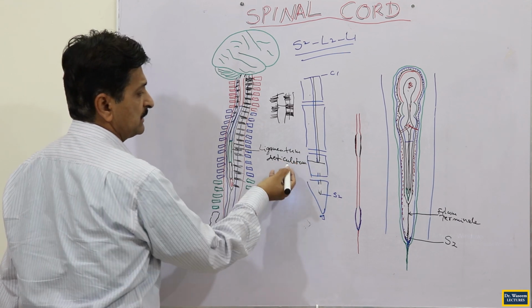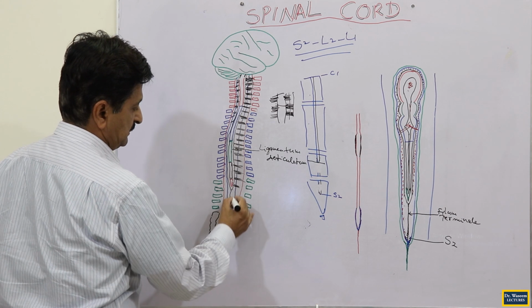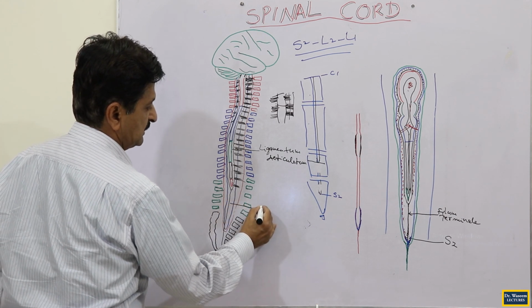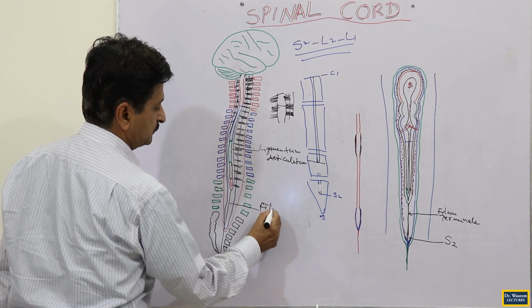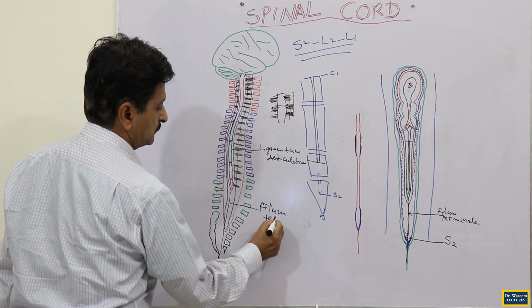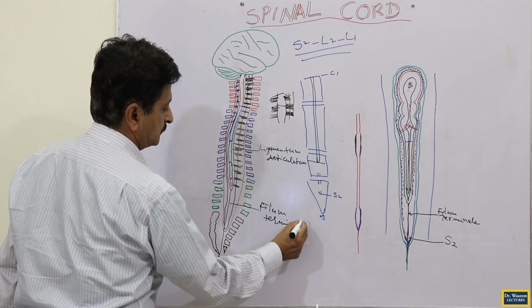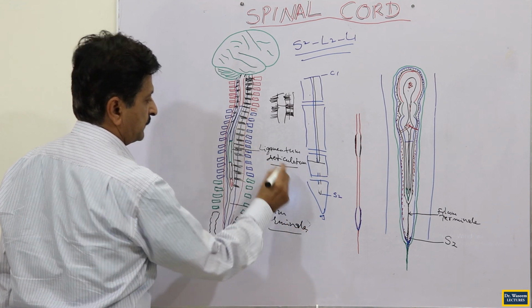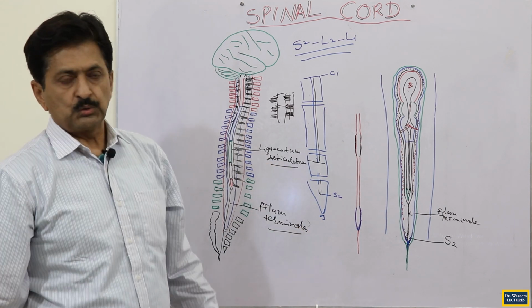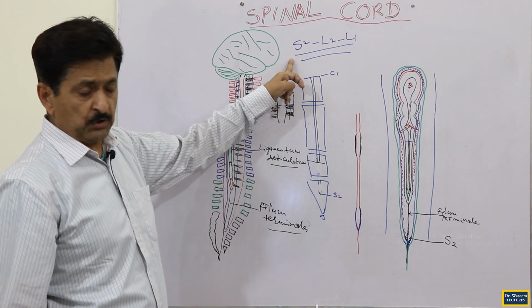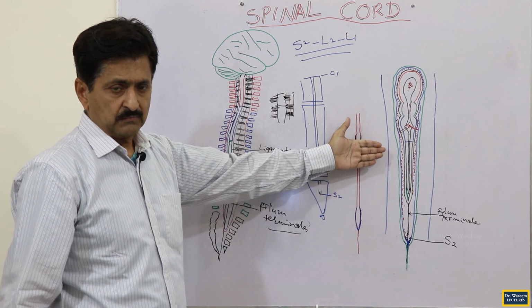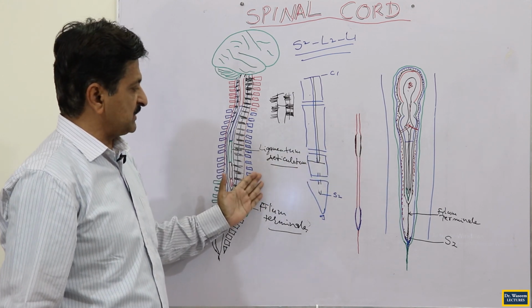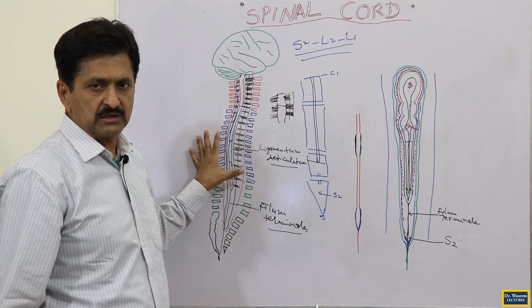Or you can simply say denticulate ligament, and this vertical extension, it was a piameter. This is called filum terminale. Both are piameter. So these three levels are again important, from where the spinal cord has actually formed. This is important. And what are the coverings with which the spinal cord is covered?